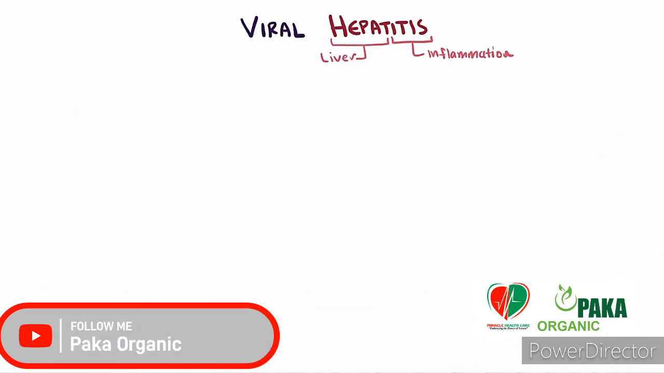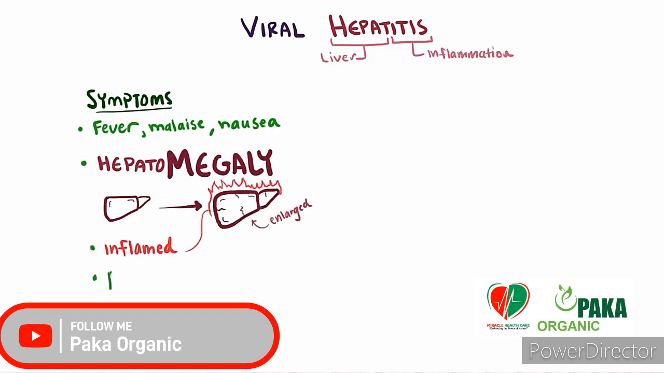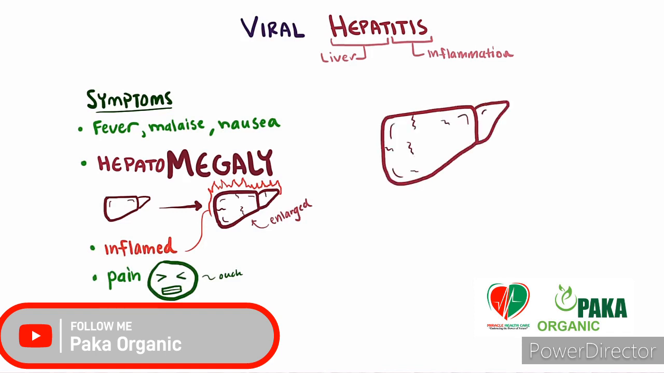As someone's hepatitis progresses, we'll see a couple classic symptoms related to your immune system mounting an attack, like fever, malaise, and nausea. Additionally, though, patients might have hepatomegaly, where their liver is abnormally large from inflammation, which also might cause some pain, right?